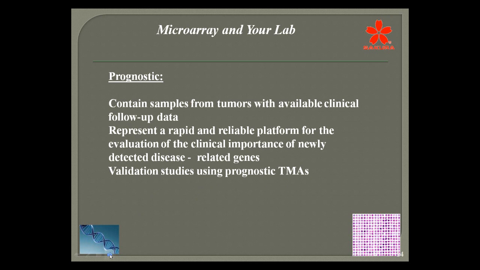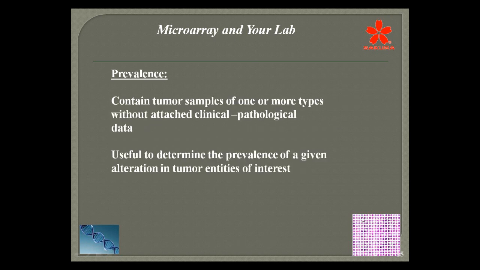Then we'll move on to prognostic. These type of arrays will contain samples from tumors with available clinical follow-up data. They represent a rapid and reliable platform for the evaluation of clinical importance, certainly of a newly detected disease or related genes, and most importantly, validation studies that will use prognostic TMAs. So this would be a very valuable tool in your IHC department.